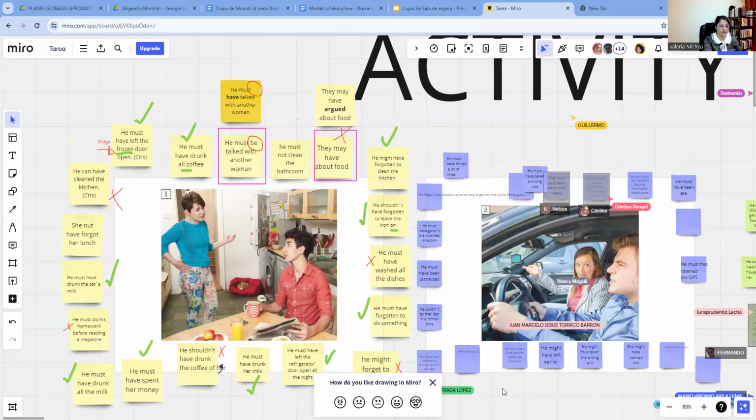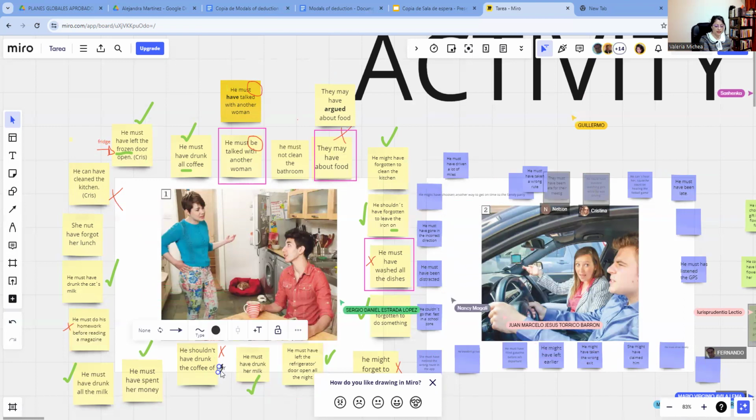All right, then we have another one that is incorrect. Let me mark it so we can talk about this one. What about this one? He must have washed all the dishes. Why is this incorrect? This one is a little tricky. Who can spot the mistake? Is it incorrect or is it correct?